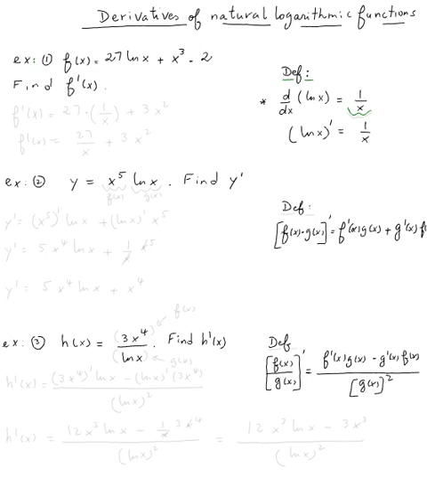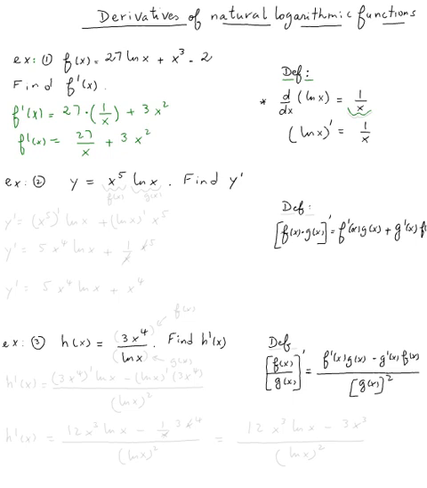f of x is equal to 27 ln x plus x cubed minus 2, and we need to find f prime of x. So f prime of x is equal to, 27 is a constant, so we keep it, times the derivative of ln x, by definition it's just 1 over x, let's do parentheses, plus, we know the derivative of x cubed, use the power rule, that's 3x squared, and the derivative of negative 2 is 0, we don't write anything. So f prime of x is equal to 27 over x plus 3x squared.